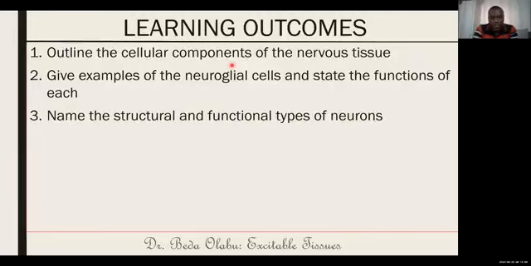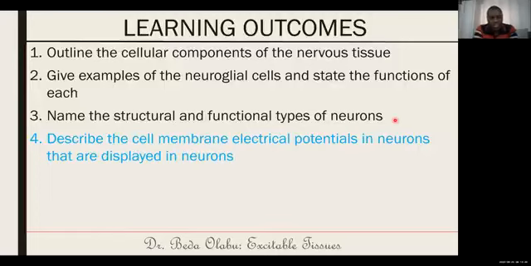For neurons, we will focus on their structure and their functional types. Perhaps that's what the anatomy part of the lecture entails. I am more interested in the physiology part of the lecture, where we are going to describe the cell membrane electrical potentials as they exist in neurons. You remember we talked about excitable tissues. We talked about cell membrane potentials some time back.